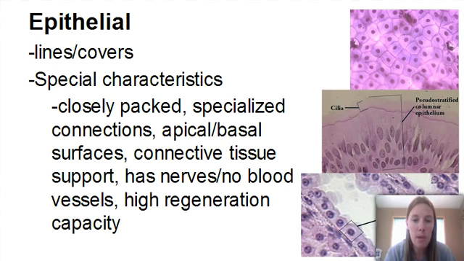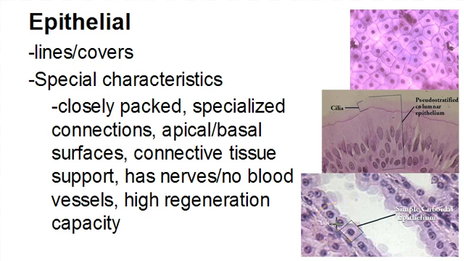Then we also have two sides to the tissue. On the surface, we have the apical surface. This is going to be open to the cavity, or exposed. And then the basal, sometimes referred to as the basement surface, is the attached surface.